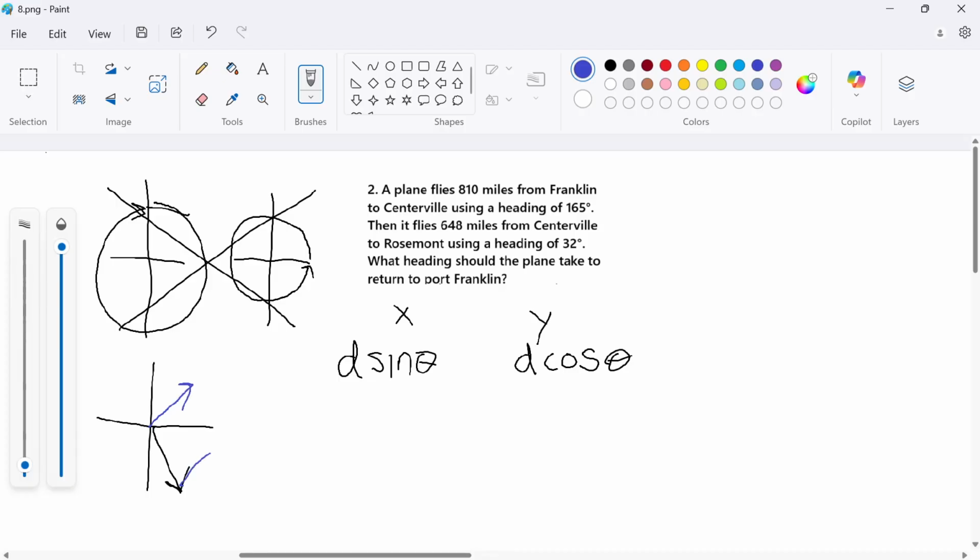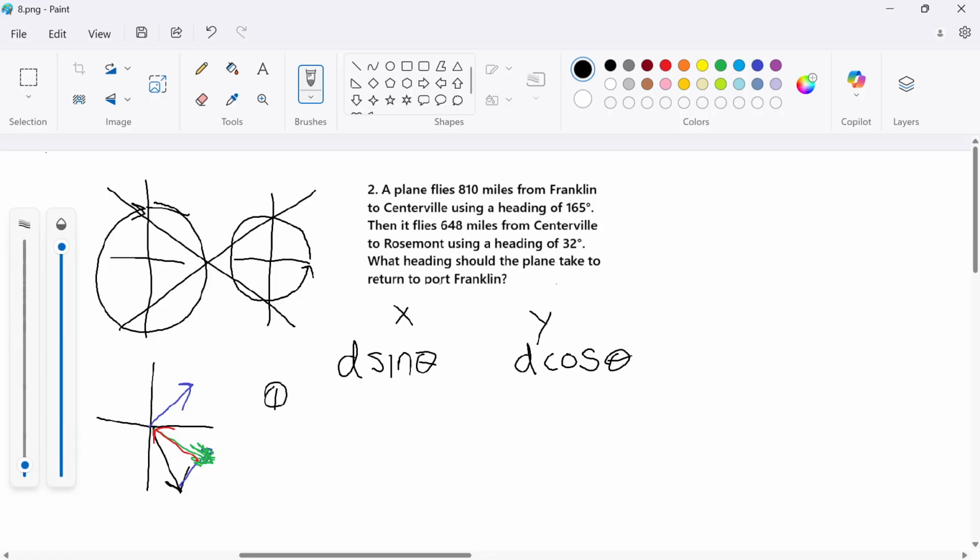Well, I'd add them together and get the final vector: you go tail of the second to the arrow of the first, and you get the vector. And then I'm going to multiply the x and y of that vector by -1 because I want the return. So I'm going to multiply it by -1 and then find that angle.